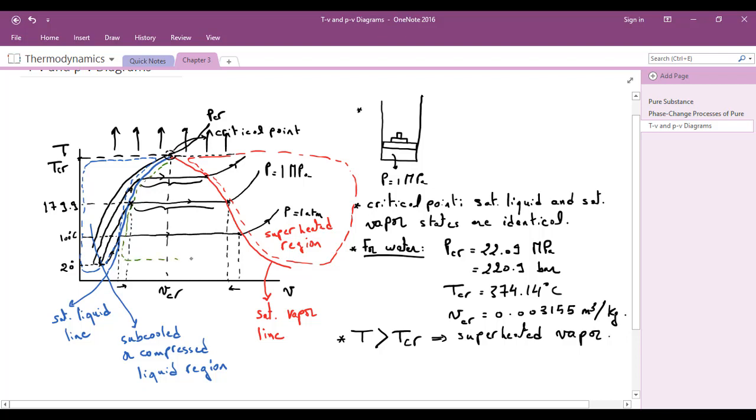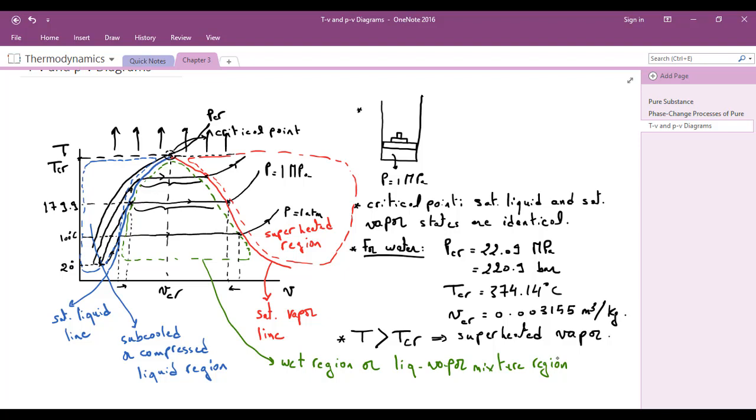is called the wet region. The pure substance in this region will be in a liquid vapor mixture. So this is also called the liquid vapor mixture region, or the liquid vapor region.